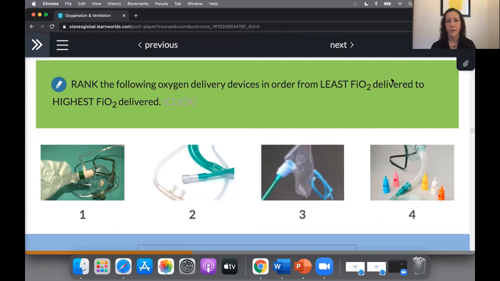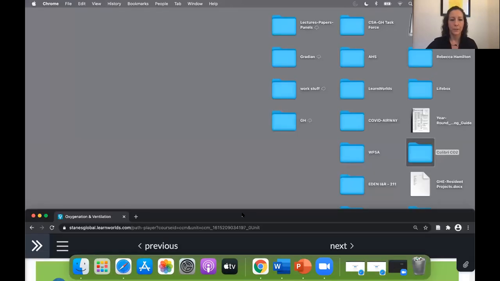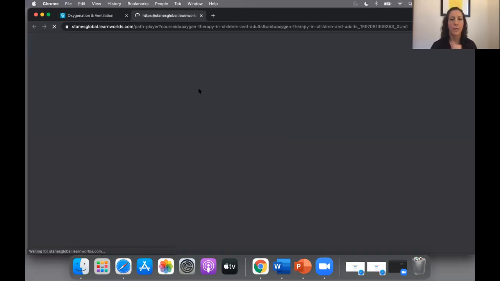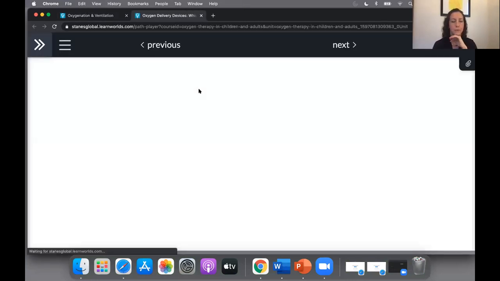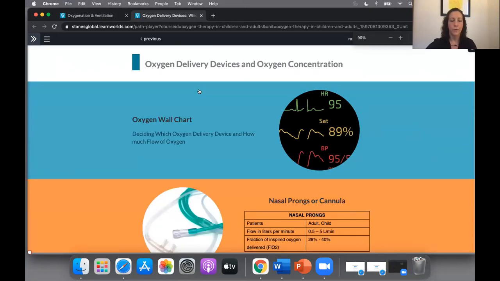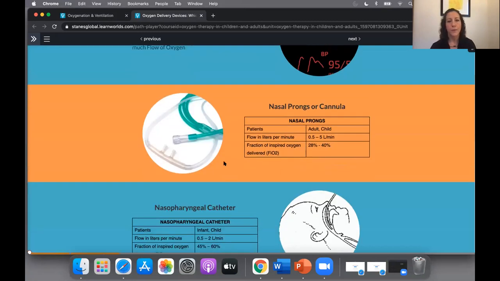Two, three, four, one seems like the most popular answer. Let's click on the question and we can get the answer, get the resource. This takes us to another part of the Learning Resource Center that talks about oxygen delivery devices and oxygen concentration. So we'll start with the nasal prong.